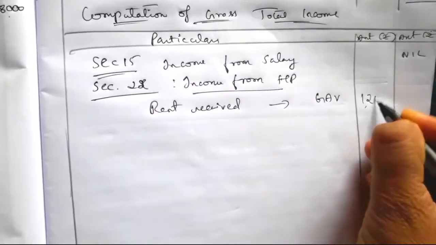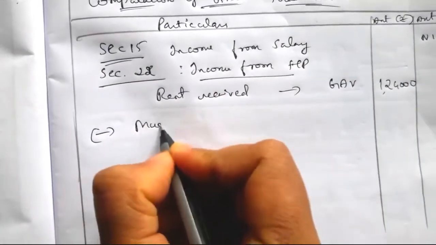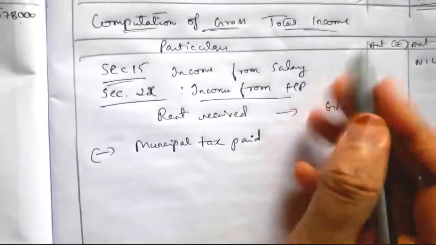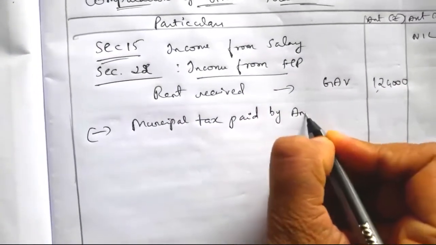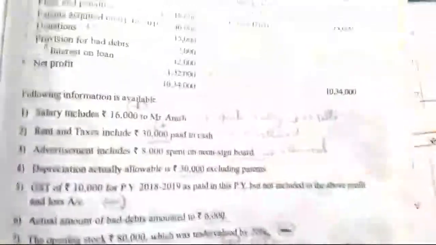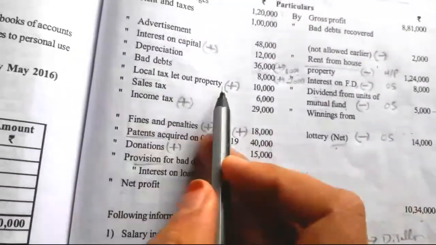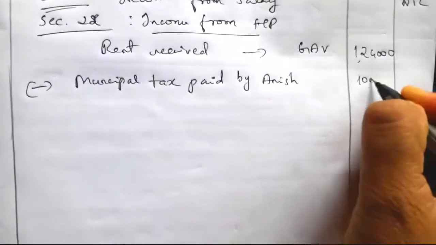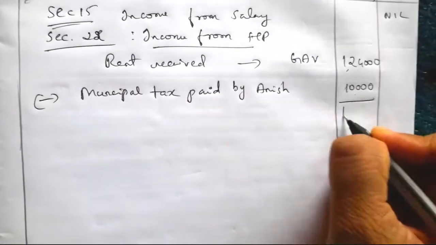The value is rupees 1,24,000. Next, as per the rule of section 22, we have to deduct the municipal tax paid by the owner or taxpayer, that is Mr. Anish. Municipal tax paid by Anish, the owner of the house, is one and the same, because the owner of the house is nothing but Anish, and the taxpayer is also Mr. Anish. What is the municipal tax paid? That is a local tax and municipal tax, one and the same: 10,000 rupees. So if you deduct, you will get the annual value. That is 1,14,000.